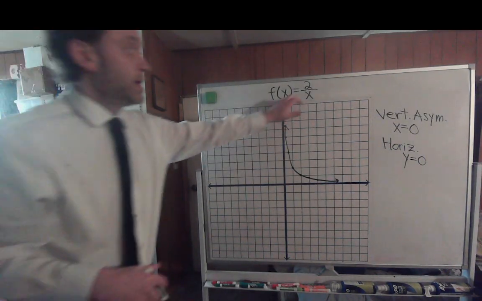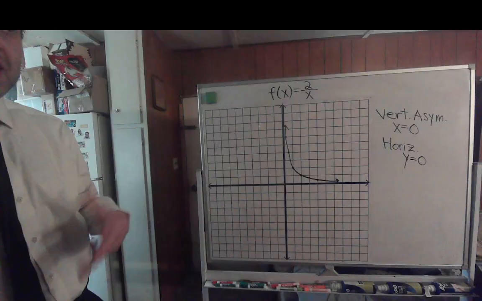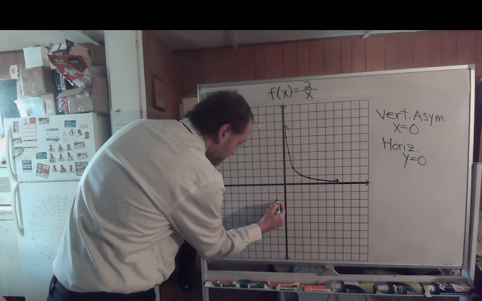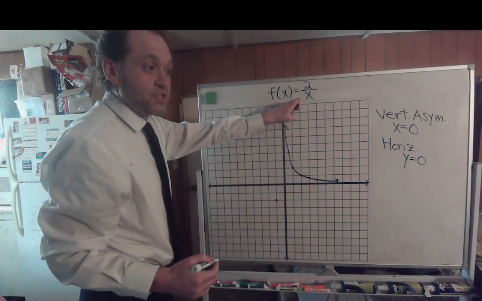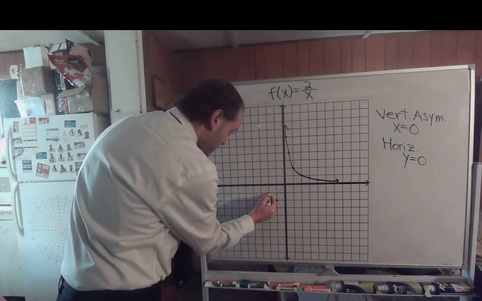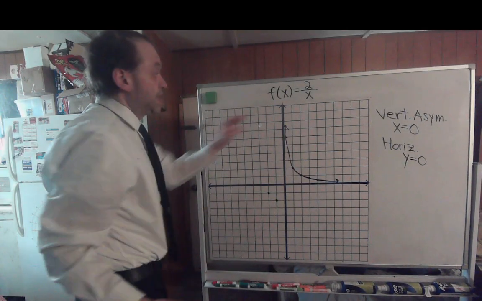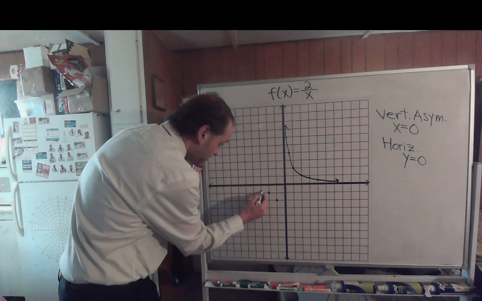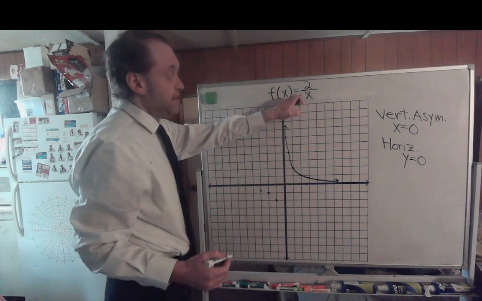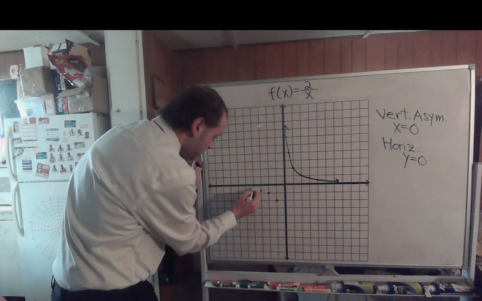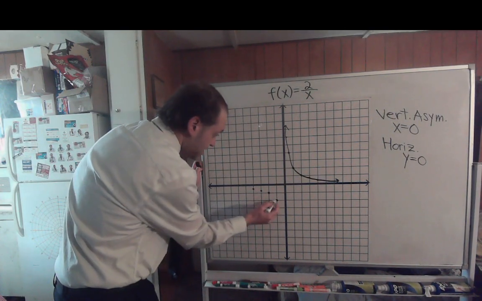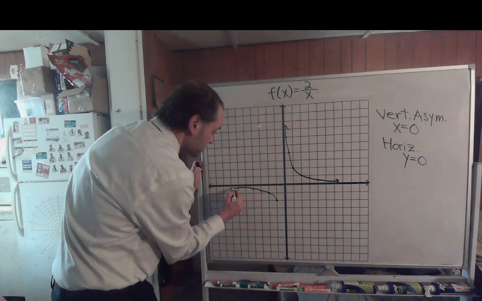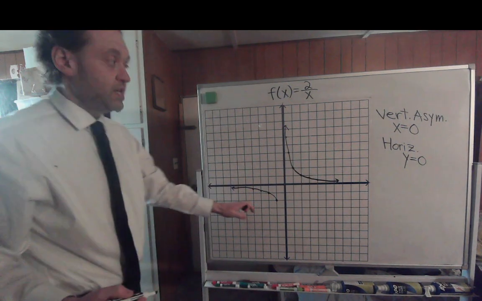Now let's go to when x is negative. When you have negative 1 for x, you would get a y value of negative 2. When x is negative 2, you would get a y value of negative 1. When x is negative 3, you would get a y value of negative 2/3. Then when x is negative 4, you would get a y value of negative 1/2. So you see, going further left, it gets closer to that y equals 0, but it can't quite reach it.